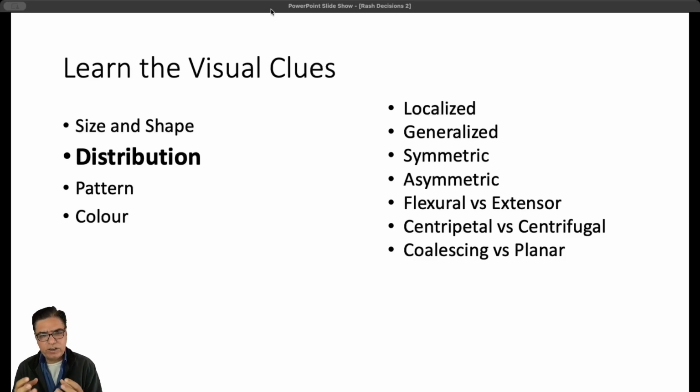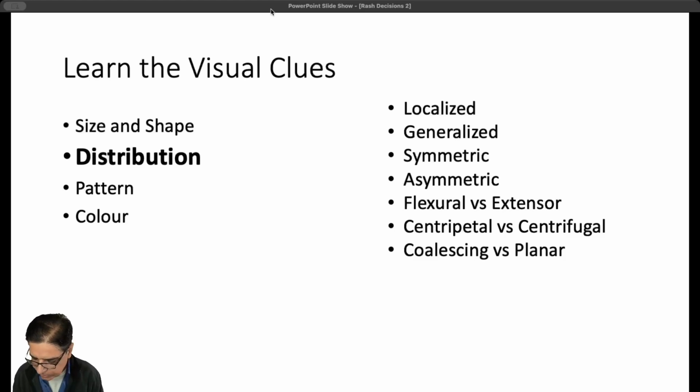Coalescing pattern is where the patches are trying to merge into one another. Discrete lesions are where every lesion is separate from one another. Some of them you might see are trying to merge into one another, so that would be a coalescing pattern. So see what the distribution is in terms of localized or generalized, symmetric or asymmetric, whether flexural or extensor surfaces are involved, whether it's more of a central or peripheral thing, and whether it's a coalescing pattern or discrete distribution. So again, size and shape, and then you talk about the distribution of the rash as well.